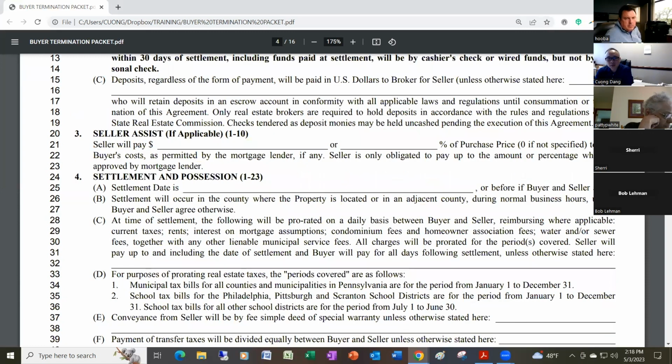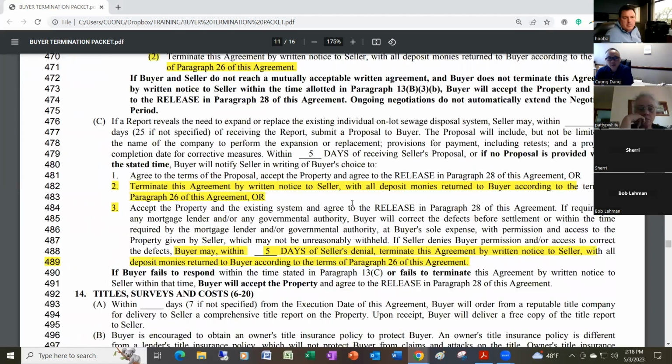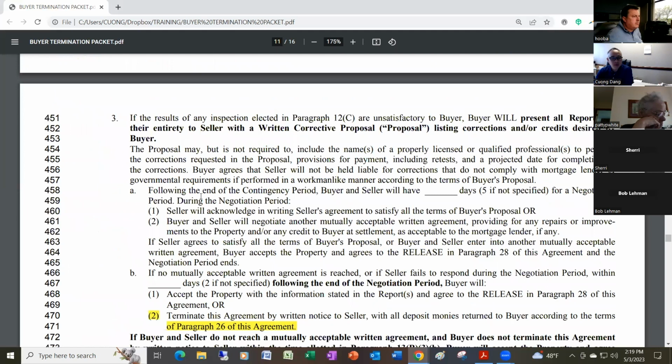Okay, so let's go back up here. The 13C2 and 13C3, the septic. Let's take a look at that real quick. So obviously it's kind of important because it's off by itself. I mean, all the other contingencies are lumped under paragraph 3 there, under B. And C talks about septics.